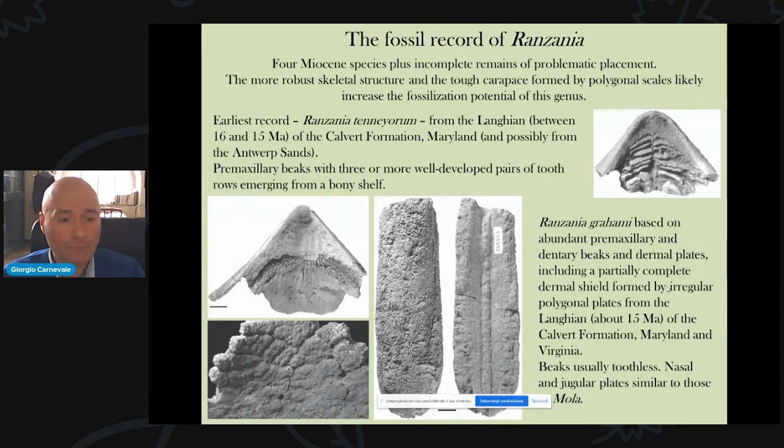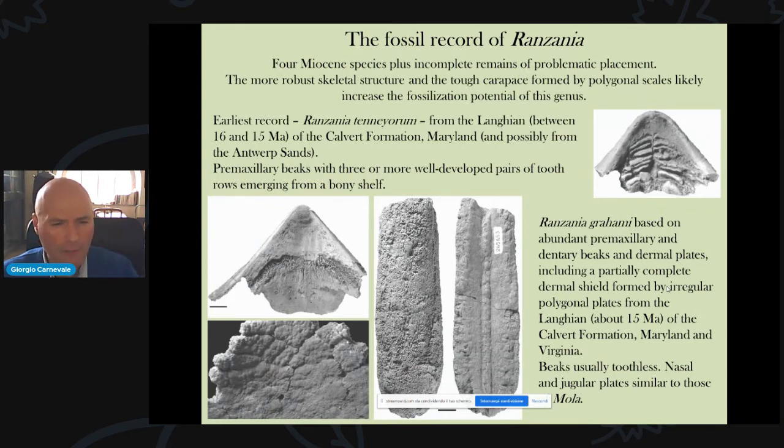And just a bit more recent than Ranzania tenneriorum is Ranzania grahami, which is much more abundant along the Atlantic coastal plain in the Calvert Formation in Maryland and Virginia, represented by abundant beaks, premaxillary and dentary, and dermal plates.